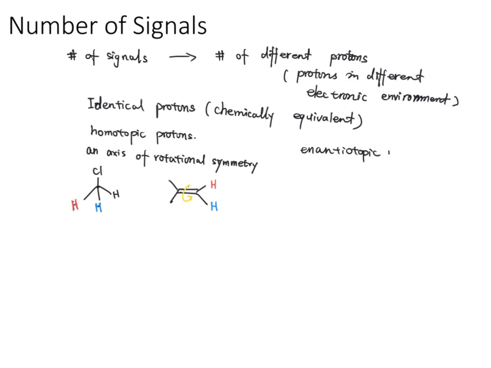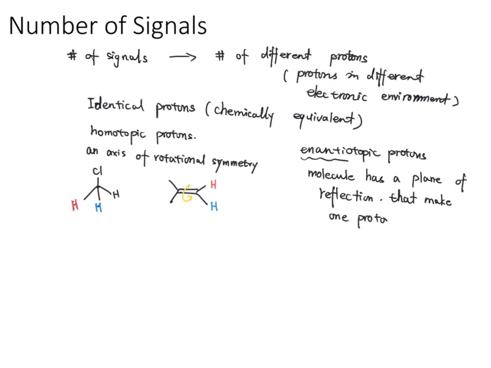The second type of identical protons we are looking at here is so-called enantiotopic protons. You may not have heard this word before. Enantiotopic protons are in a molecule where they are mirror images of each other. So this type of molecule needs to have a plane of reflection inside it, which can make one proton a mirror image of another.